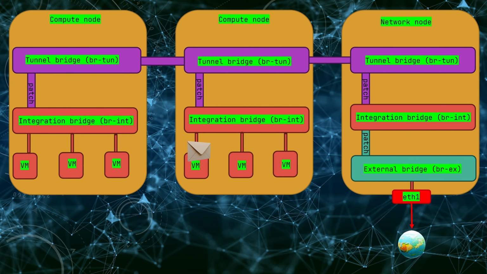A packet can travel from a VM on the integration bridge, cross over to the external bridge to go out to the internet, or cross over to the tunnel bridge to be sent to another node. This interconnected design is what makes OpenStack networking so powerful and flexible.